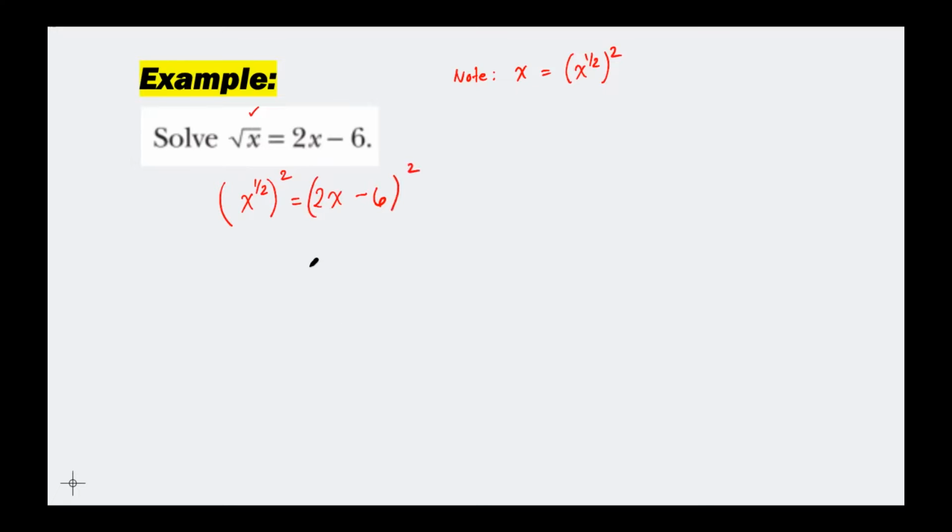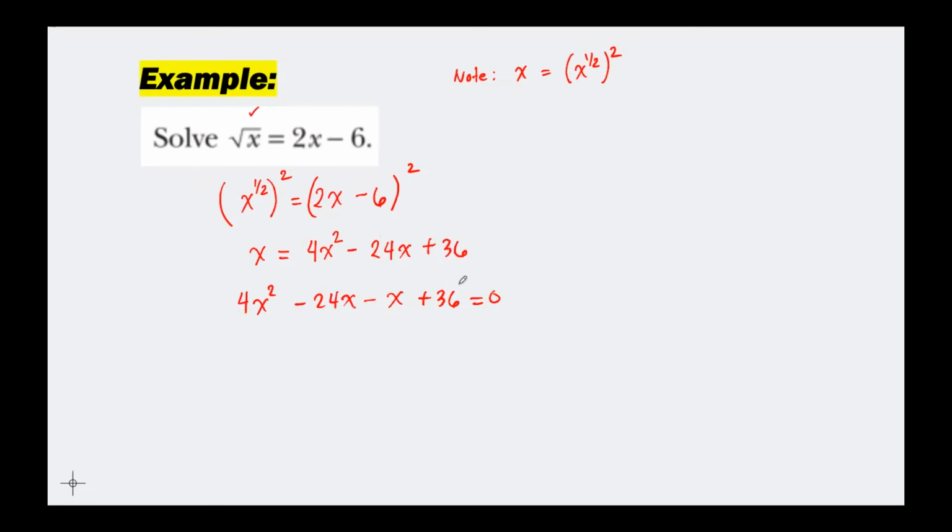That's how we can remove the square root actually. So that gives us x is equal to 2x minus 6, squared. Expand this expression, and that gives us 4x squared minus, this is 2x times 6 is negative 12, times 2 is 24x. 6 squared is positive 36. So in other words, that becomes 4x squared minus 24x. I need to transfer this x to the other side. That will become minus x plus 36 is equal to 0.